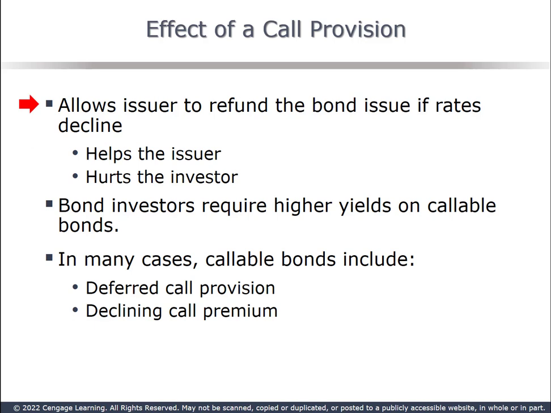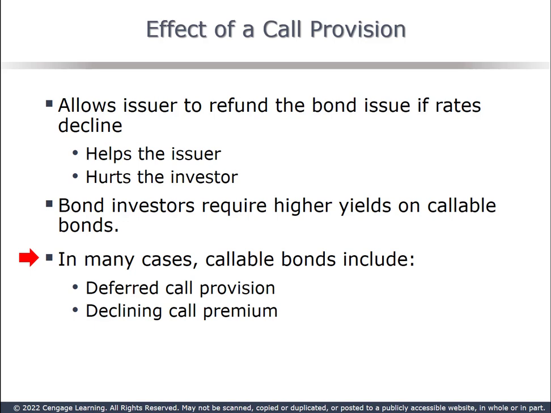Most bonds now have a call provision, which allows the issuer to recall the entire bond issue. This is good for the issuer, not for the bond holder. Bond investors require higher yields on callable bonds. Most callable bonds include a declining call premium and a deferred call provision.